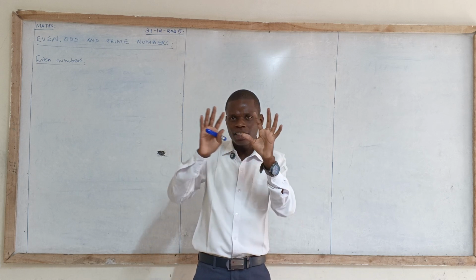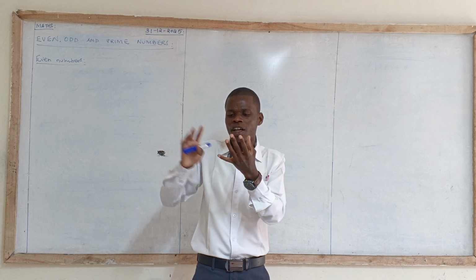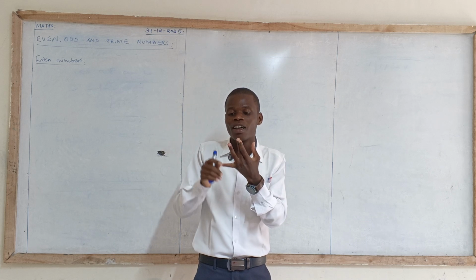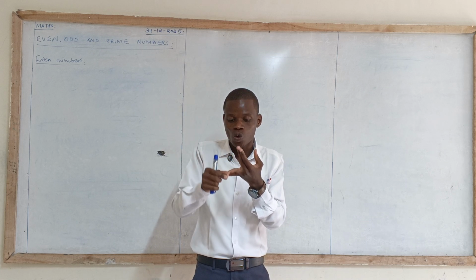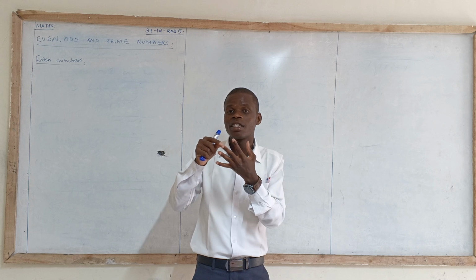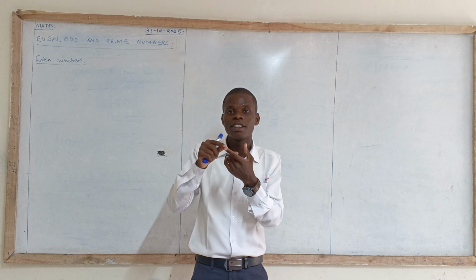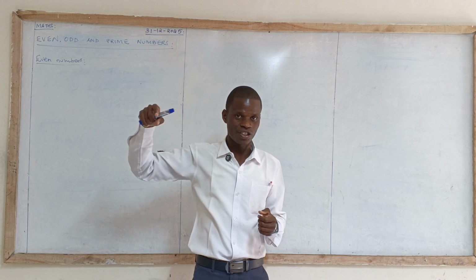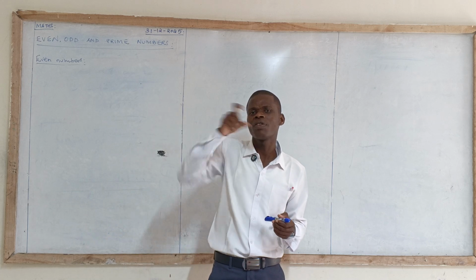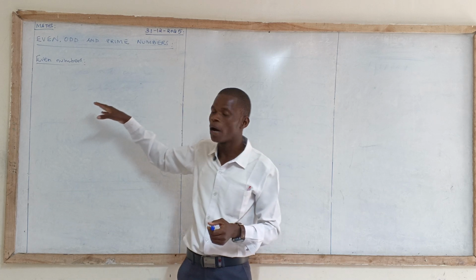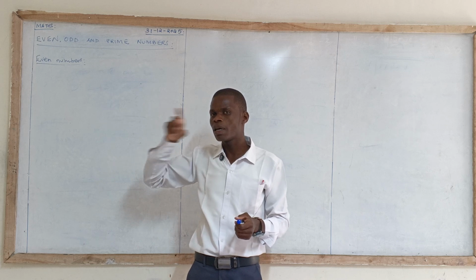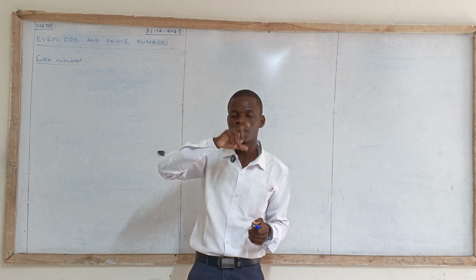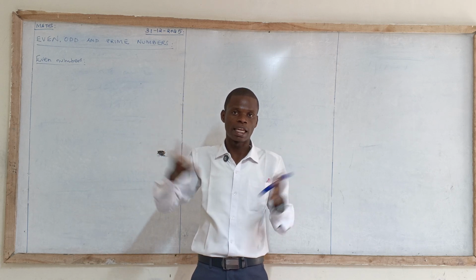Then the last digit is even, or the last digit is 0, the last digit is 2, the last digit is 4, the last digit is 6 or 8. Meaning that if a number ends with those digits, then it is even. And if it is even, then it is divisible by 2. So you see, even numbers and the divisibility rule of 2, they relate.